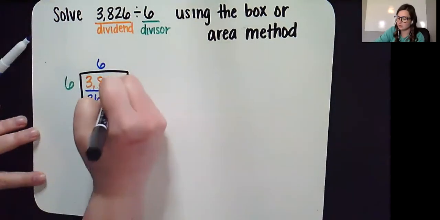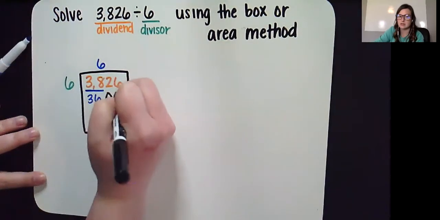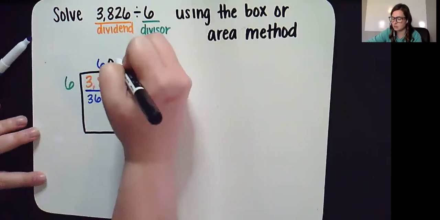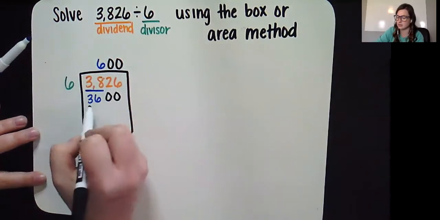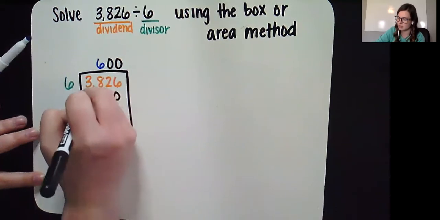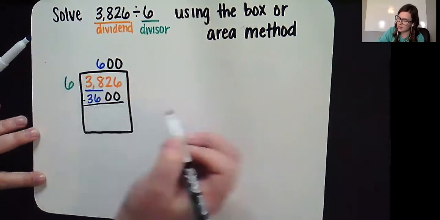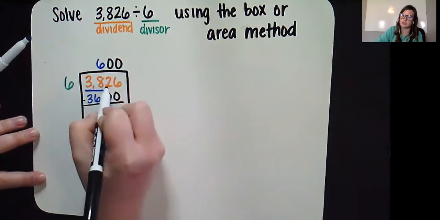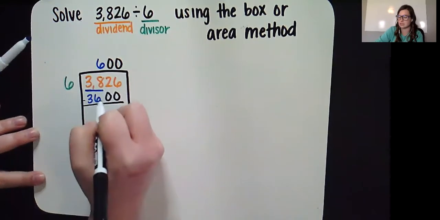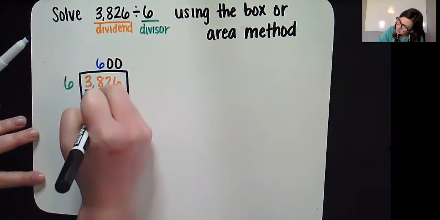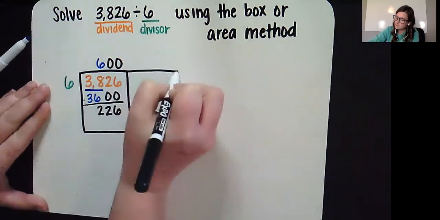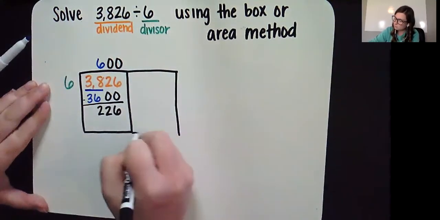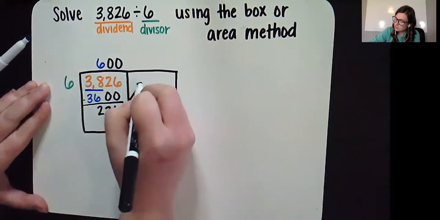These guys are lonely, need some buddies, so they get zeros, and up top gets zeros also. This shows us that 600 times 6 gave us 3,600. I'm ready to subtract, and I get 3,826 minus 3,600 gives us 226. So he's going to move next door.